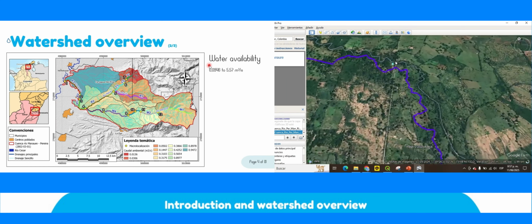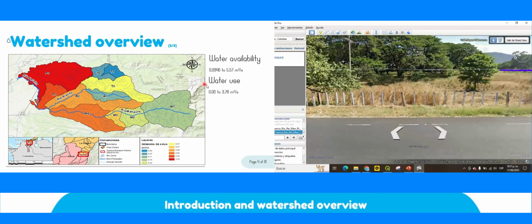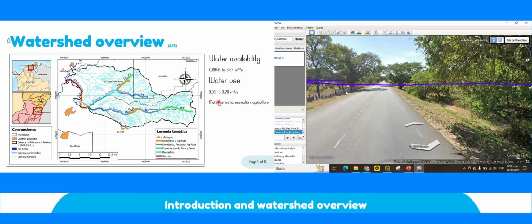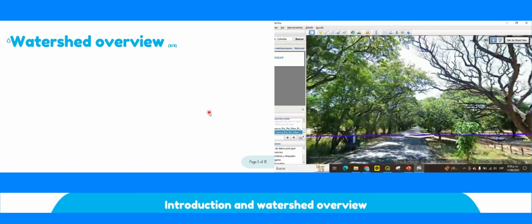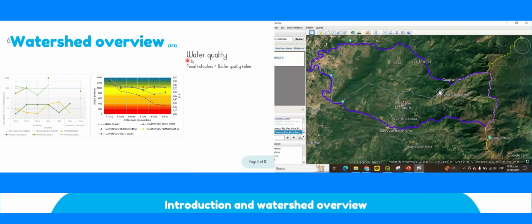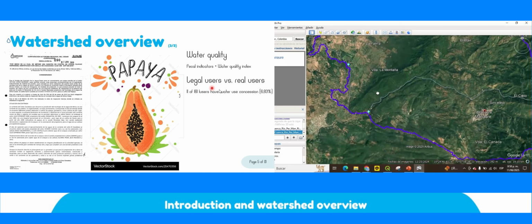On the left, you can see the information related to water quality, risk scenarios, and availability. On the right side, you can see the different control points marked on Google Earth Pro on the study area.